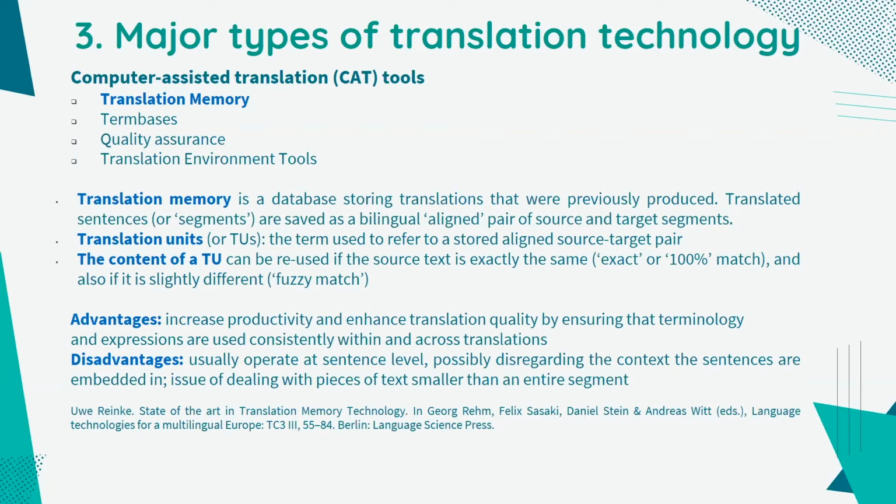So the advantage of using this component is that it can increase productivity and enhance translation quality by ensuring that the terminology and expressions will be used consistently within and across different translation projects. But it also has some disadvantages, as it will usually operate at sentence level. So it will disregard the context the sentence is embedded in, and there will be some issues when it deals with pieces of text smaller than an entire segment, such as phrases or some words.